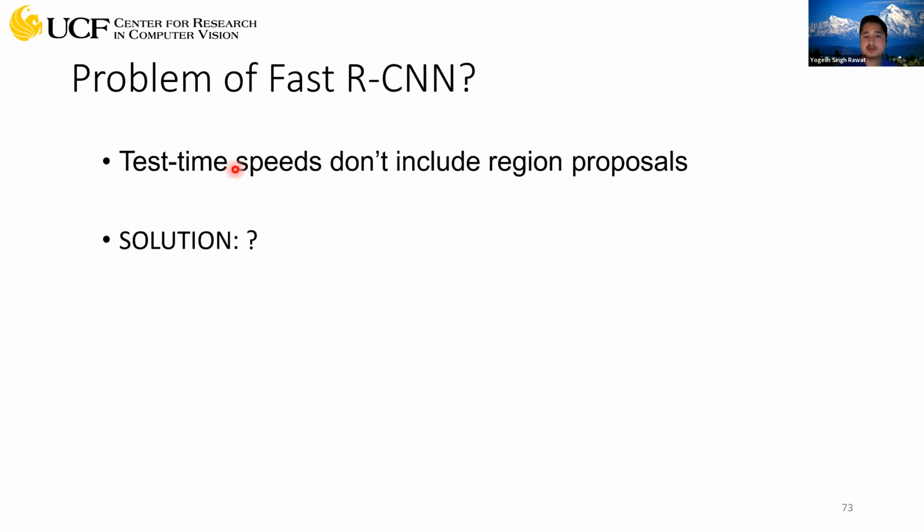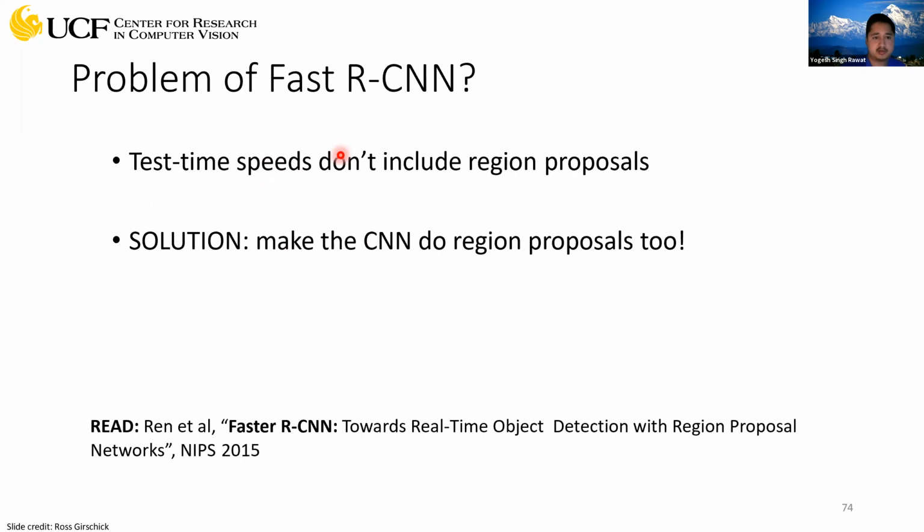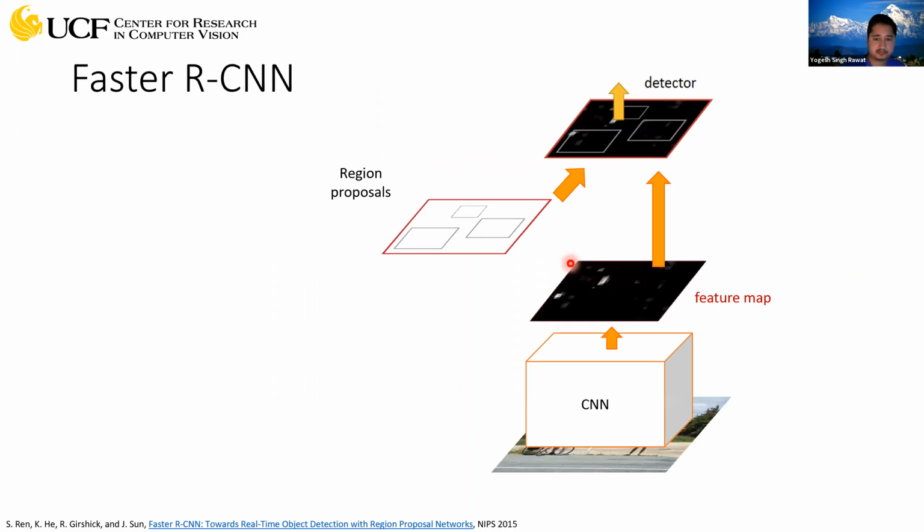So the solution is, what if we don't have to extract these region proposals beforehand? Can we extract these regions inside the network? And that was the idea behind Faster R-CNN. We want to use the CNN architecture to predict these proposals instead of any external algorithm. And again, this is from the same authors, the paper in the same series.